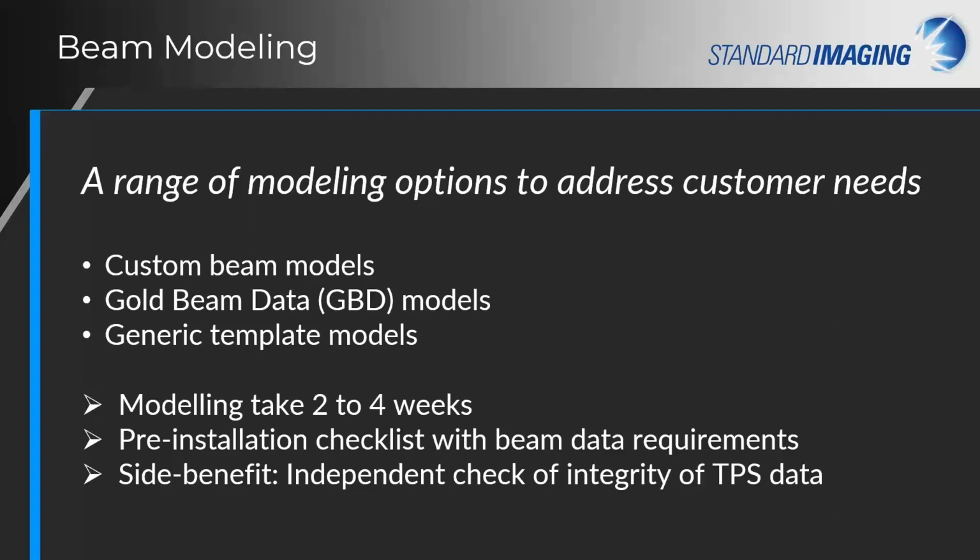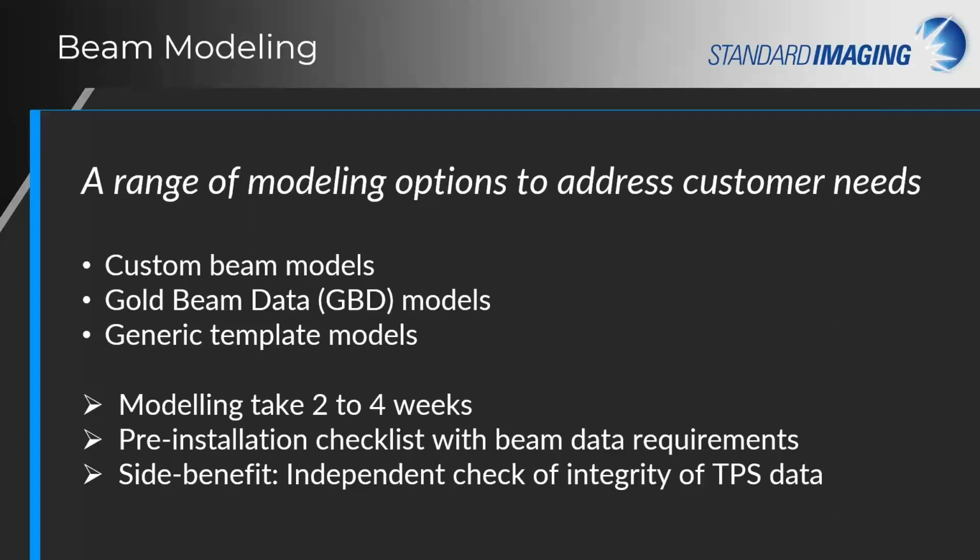The second option is the gold beam data model. This option is only available to those customers who paid their Linac vendor to tune their system to the gold beam data sets. So that would be from Varian or Elekta, and they're not generic models. And then finally, we do have what we refer to as a generic template beam model, and these can be used for machines that leave the manufacturing site within very tight specs, and they're guaranteed to match similar machines. So an example of this would be the Halcyon.